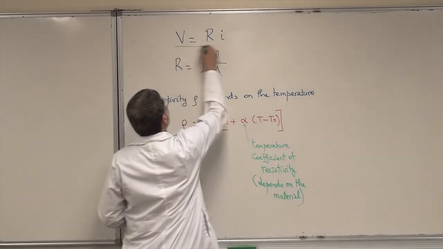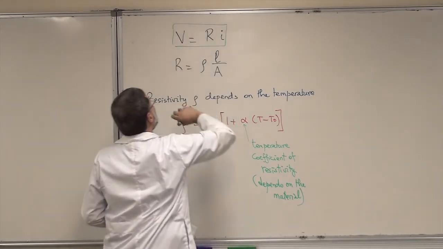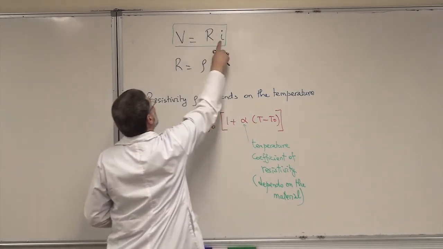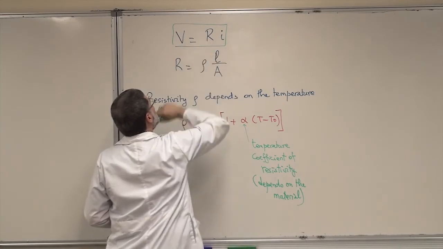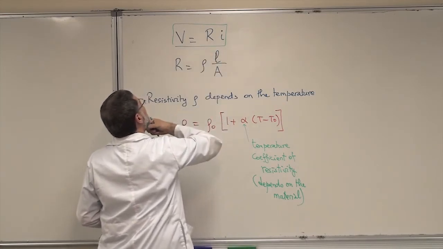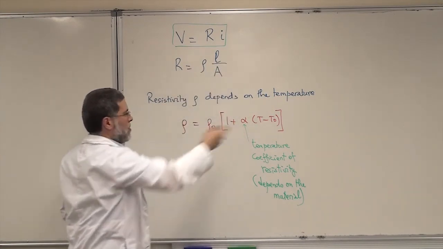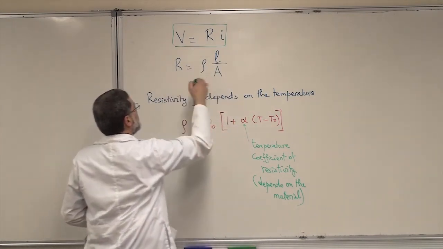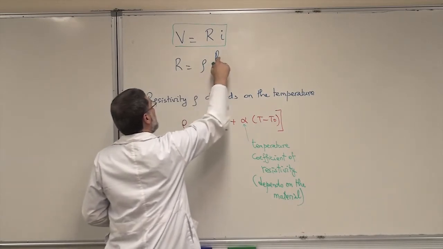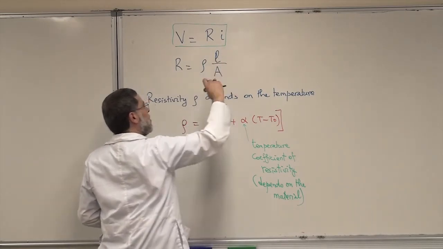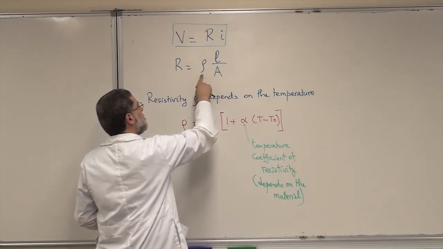This is Ohm's law here. There is a relationship between the applied voltage and the current, and R is the resistance of your material, resistance to the flow of current. And R is given, we have shown that R is given by this equation here. This is the length of your wire, the cross-section area of the wire, and rho is the resistivity.